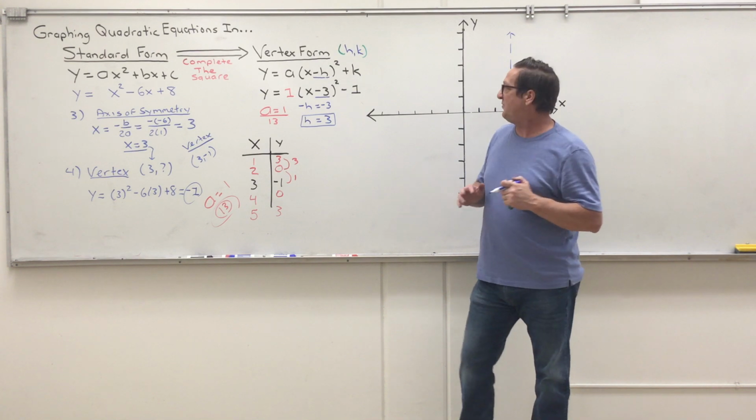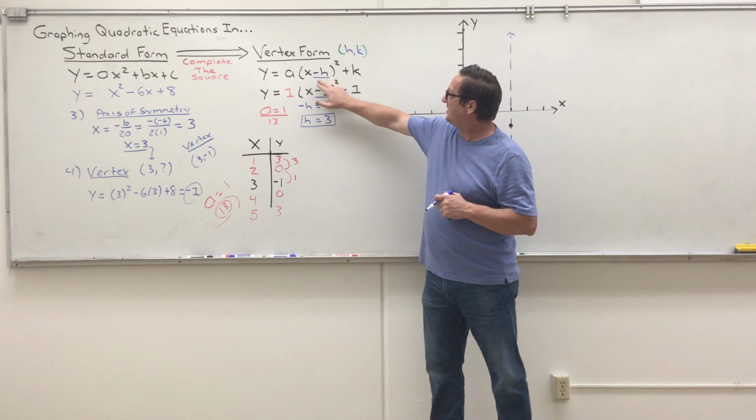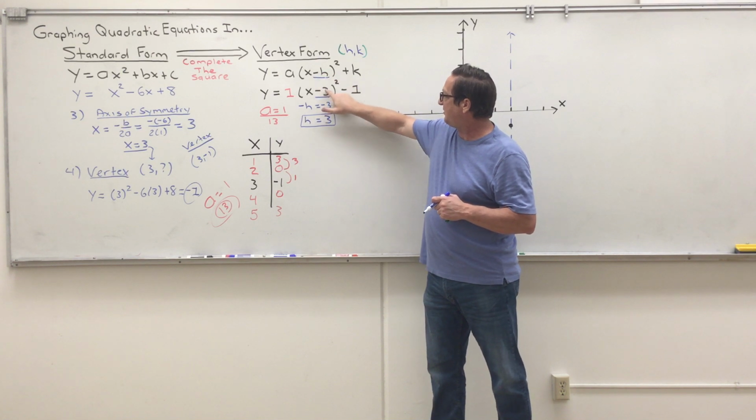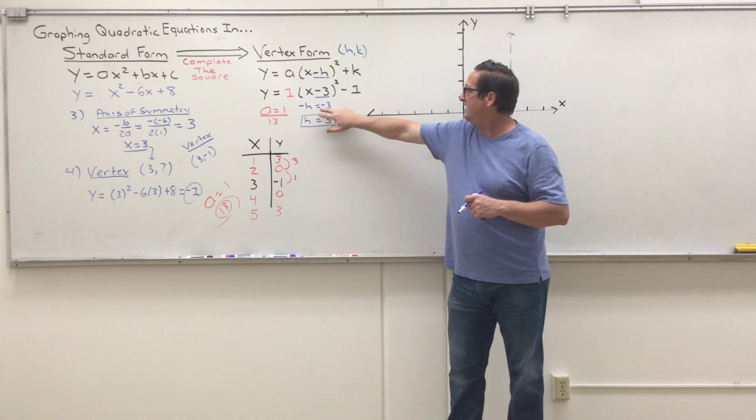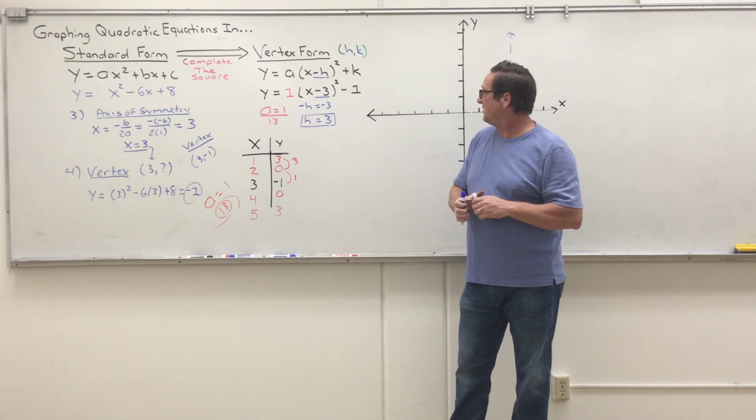So the question you're going to have for me is, well, Mr. Martin, does that all mean I have to do, and I just have to do the opposite? So if that's -3, then I know my h value is 3? Absolutely. Okay, and this is the reason why. So that's always the opposite.